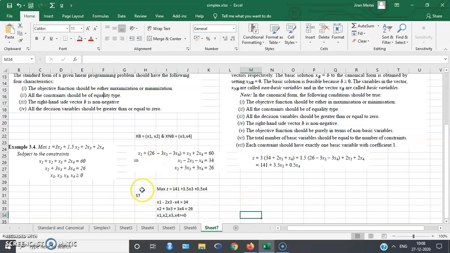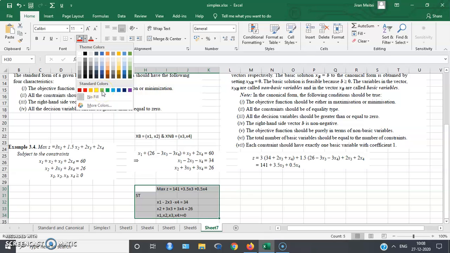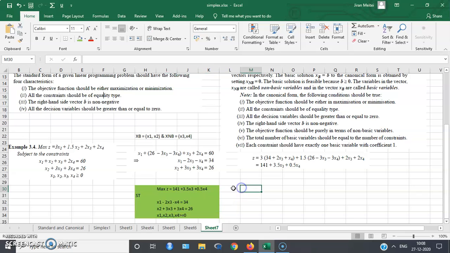So if you look into this formulation that we have, this is a canonical formulation, with basic variables x1 and x2 and non-basic variables x3 and x4. The objective function should be either maximization or minimization, that we have here. All the constraints should be equality type, that also we have. The decision variables should all be greater than or equal to 0, that also we have. The right hand side values of the constraints should be positive, that also is okay. The objective function should be purely in terms of the non-basic variables. These are the non-basic variables, so the objective function is purely in terms of them. The total number of basic variables should equal the total number of constraints. The total number of basic variables is 2 and the total number of constraints is 2, so that also is okay. And each constraint should have exactly one basic variable with 1 as the coefficient. That also is there.